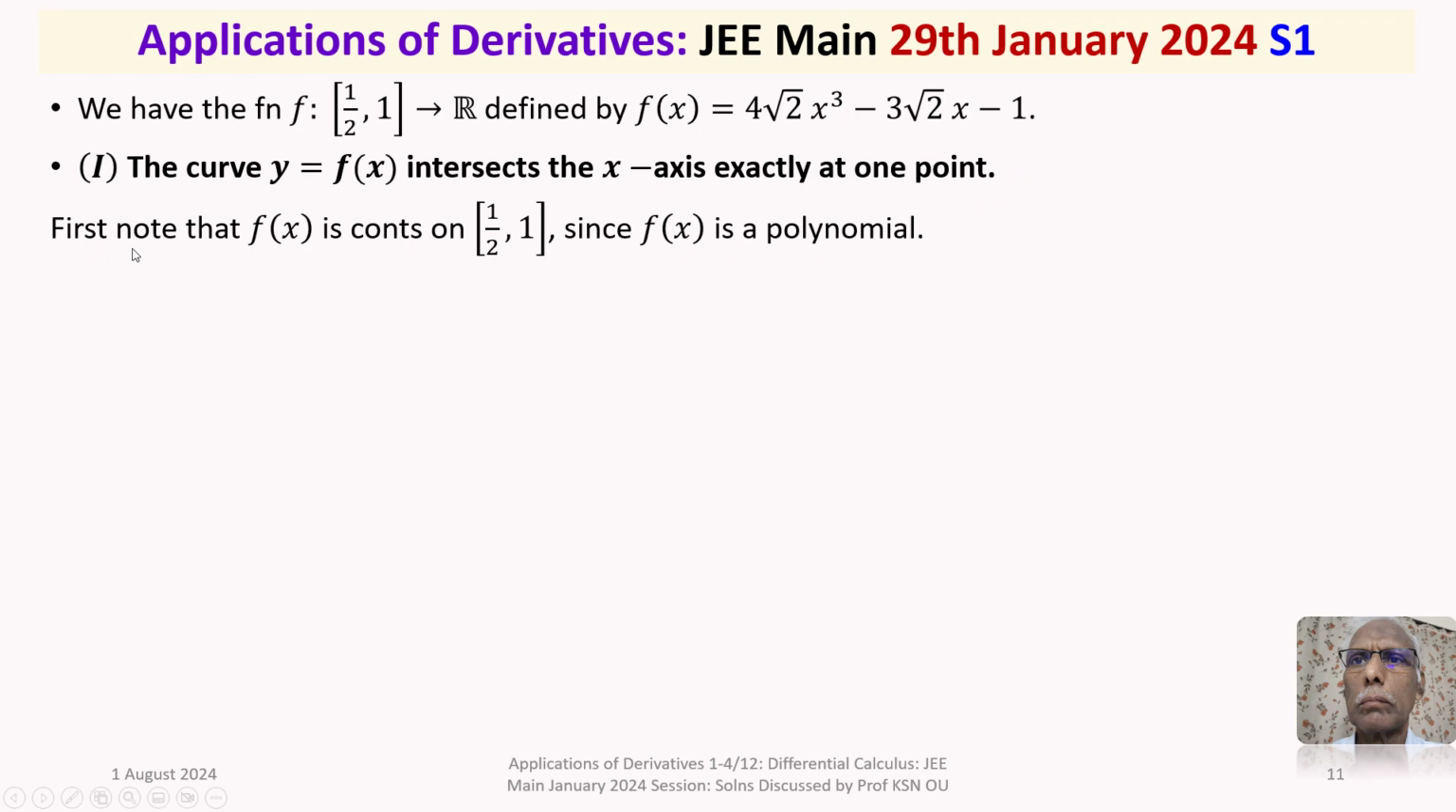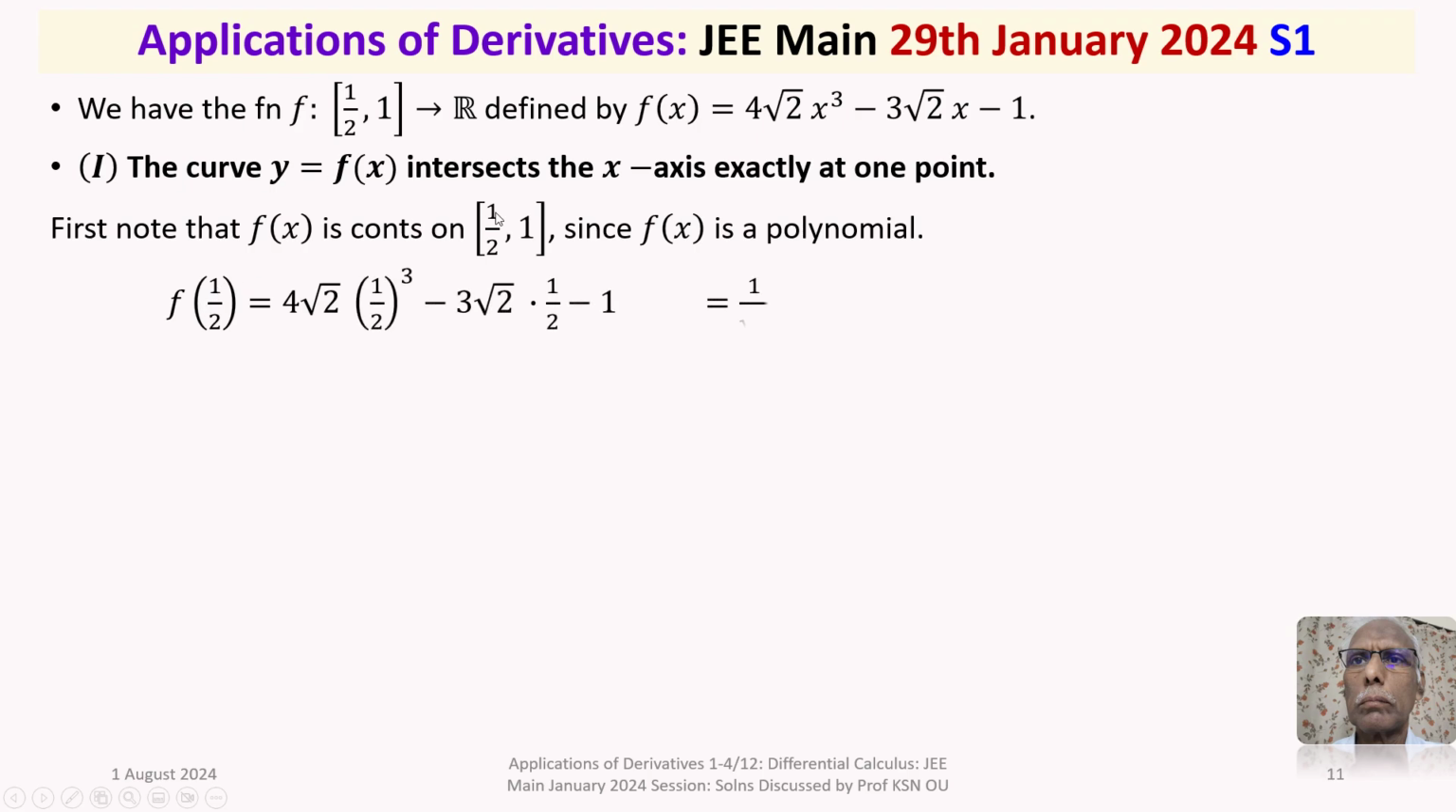So first, note that f of x is continuous in the closed interval half to 1. Why? How is this continuous? Because it is a polynomial. We know every polynomial is continuous everywhere. Therefore, f of x is continuous in the given closed interval. Right. Continuity, we got it. Now, we take their values.